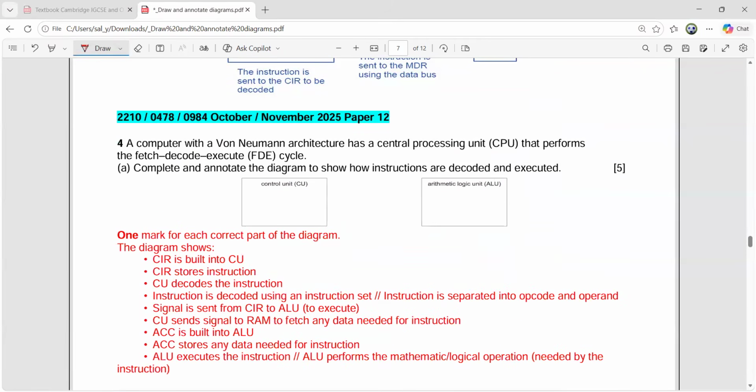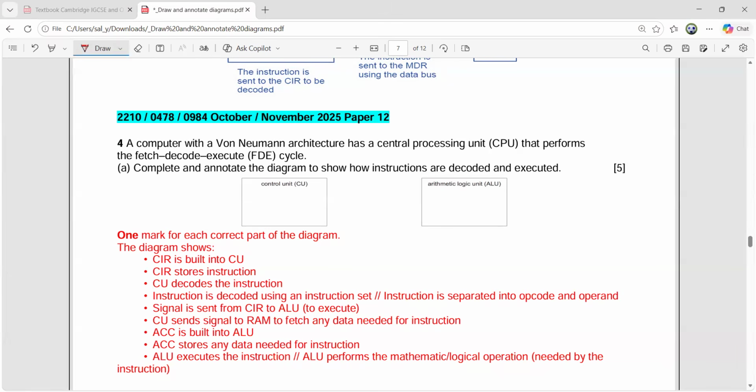And here we can see a computer with a von Neumann architecture has a central processing unit that performs the fetch, decode, execute cycle. Complete and annotate the diagram to show how instructions are decoded and executed. Again, we can see here, but a little change is they have drawn control unit and ALU. And this is a little change in this question.